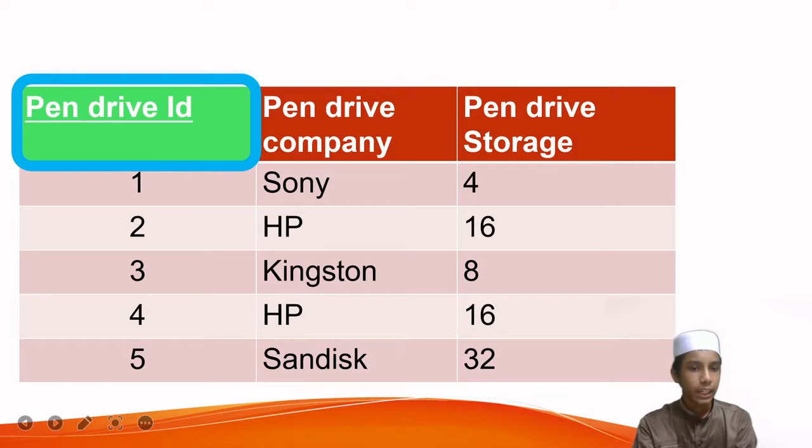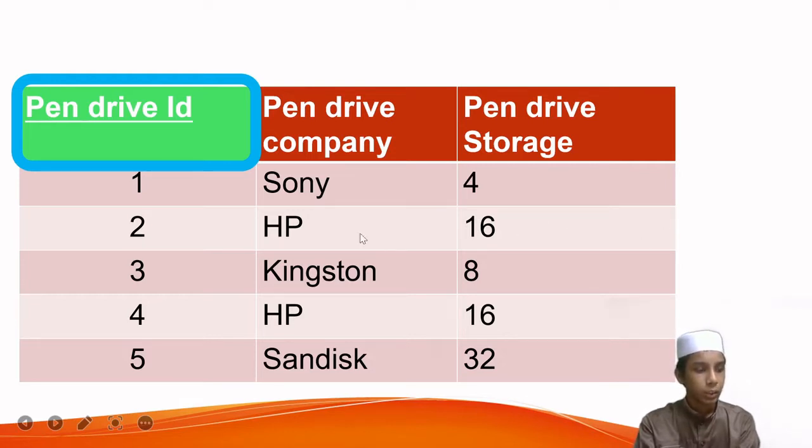As you can see here, we have an HP pen drive, and its primary key is 2. Now I am going to show you how primary keys come into use and where they can be used. So let's go ahead. We have the pen drive ID 2, the pen drive company HP, where the pen drive is an HP pen drive, and the storage of the pen drive.